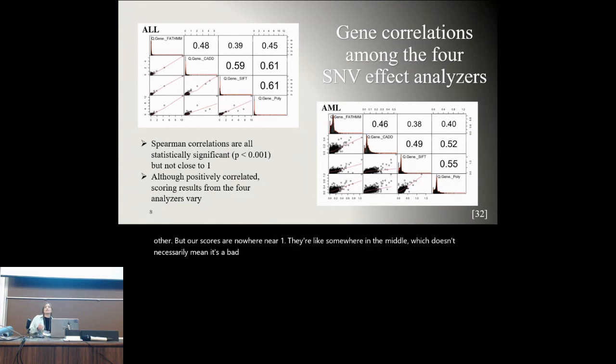What this shows is variation among the different effect analyzers. That's useful because if all four scores are saying that a variant's deleterious, then it's more likely going to be deleterious. However, if we have one that's saying it's deleterious and three others saying it's benign, then we want to take that into consideration. So we're glad that we have this variability among the different effect analyzers.